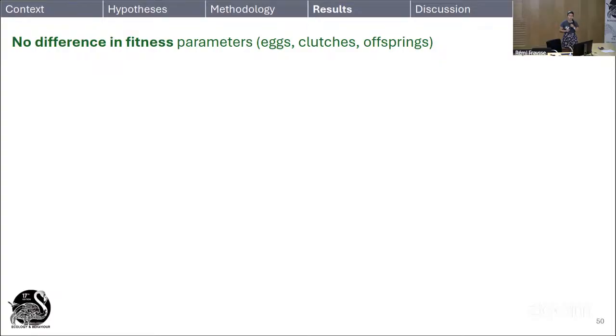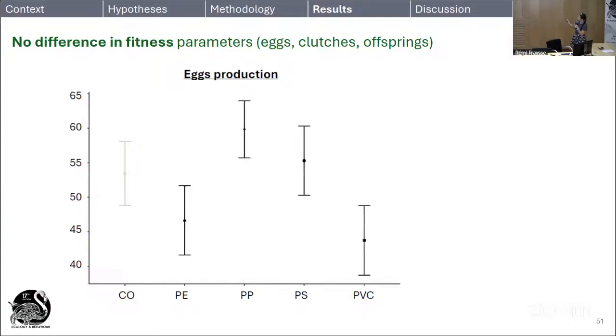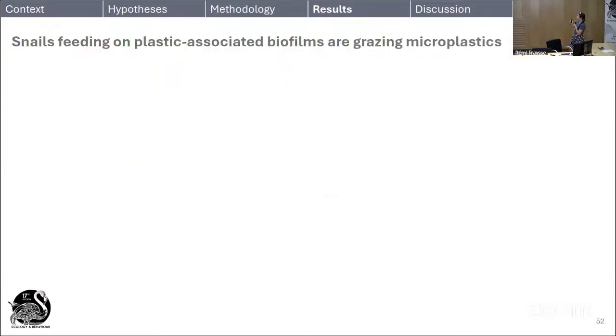Regarding the fitness parameters, we didn't have an effect. So for the record, I'm showing you the egg production, so you can see that there is no real difference between the control and the plastics.